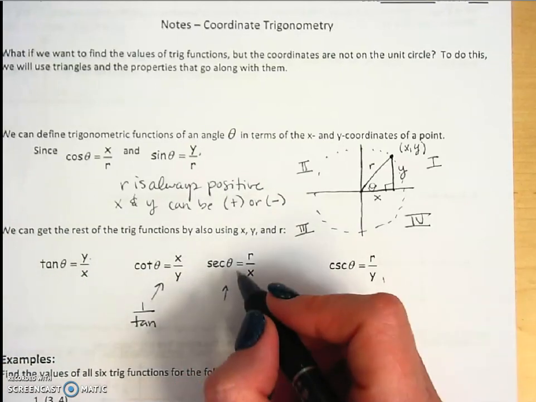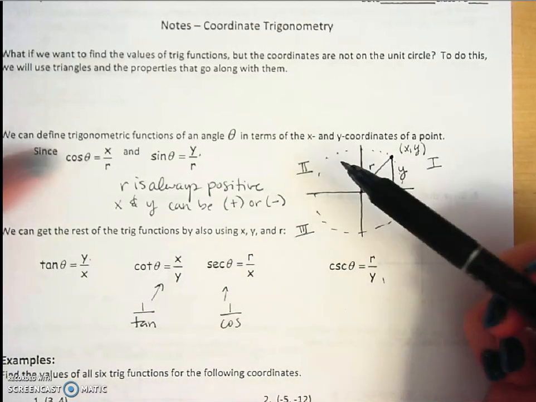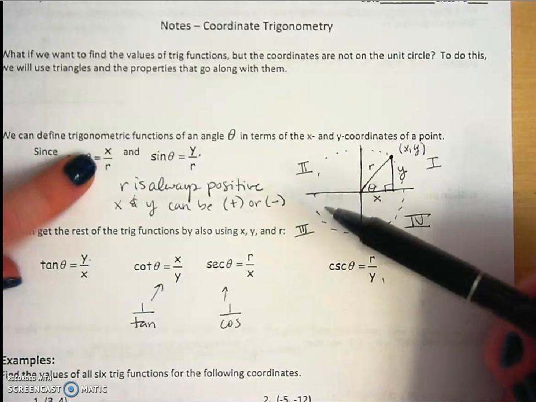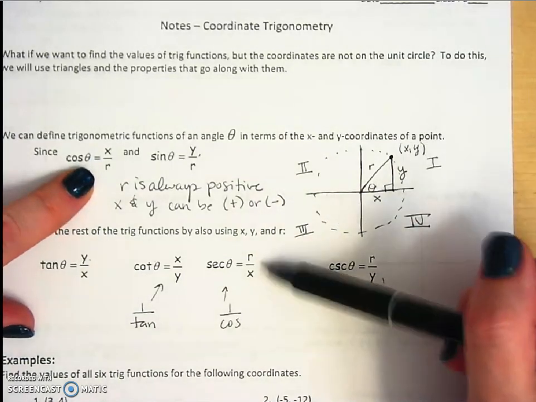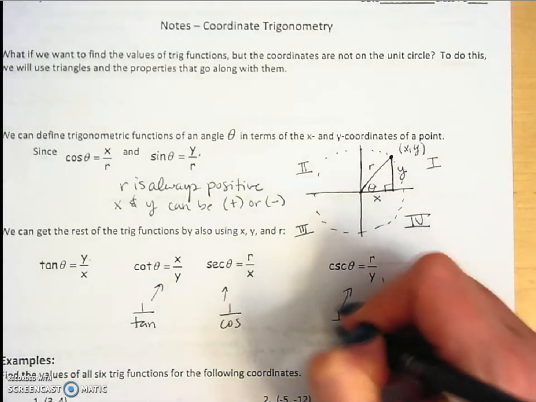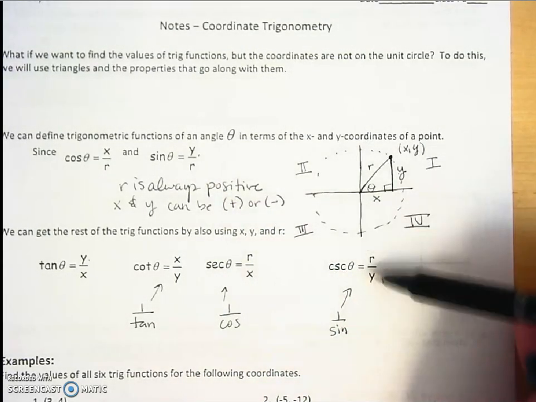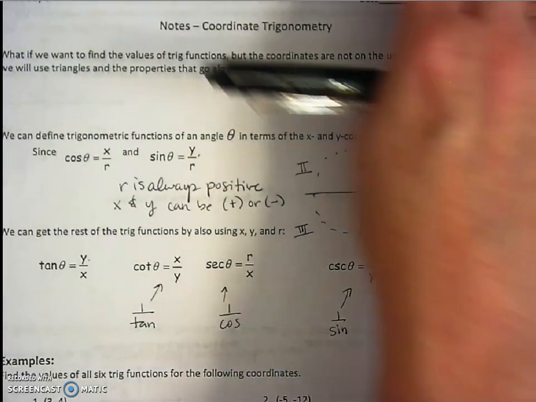Similarly, secant is 1 over cosine. So cosine was x over r, and secant is r over x. And then cosecant is 1 over sine. So we take the sine ratio y over r and flip it to r over y.